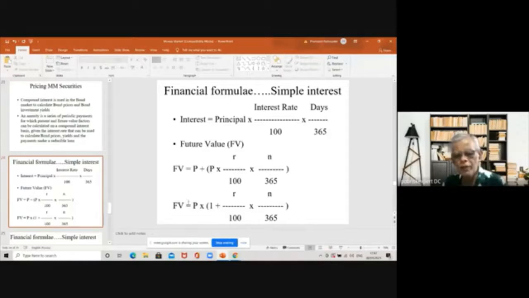The future value formula is further simplified arithmetically. P into, then we say 1 plus, and the formula is replicated. So these arithmetical combinations you must be familiar with. Financial economics is another profession, but still sensible. So if one person is sensible, you could compute the formula.